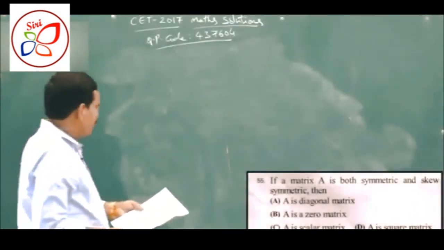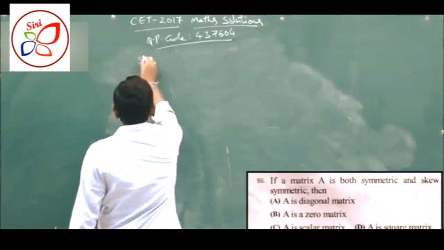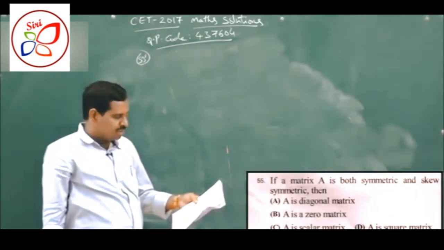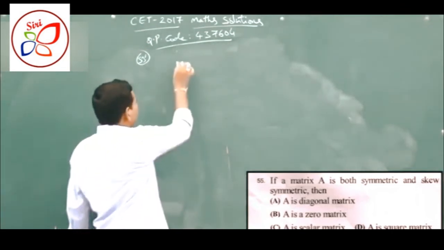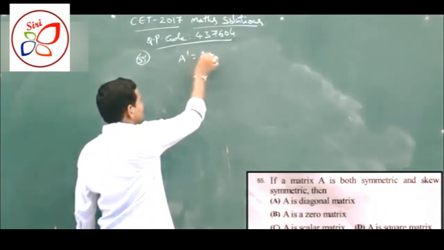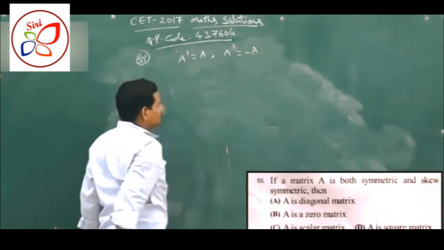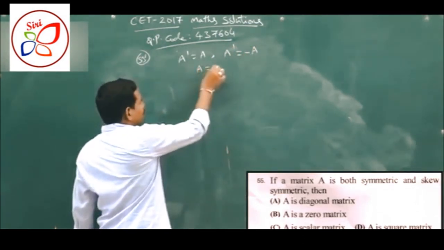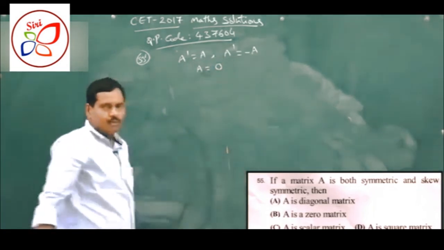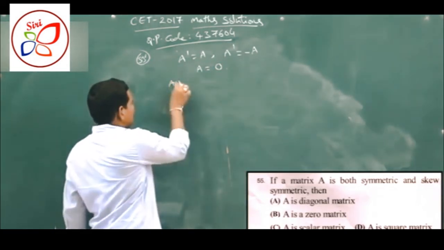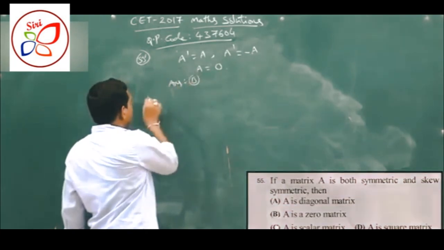Now moving to the 55th question. If a matrix is both symmetric and skew symmetric, symmetric means A transpose is equal to A, skew symmetric means A transpose is equal to minus A. So obviously A is equal to the null matrix O. So this is given in option B. So the answer is the second option B.